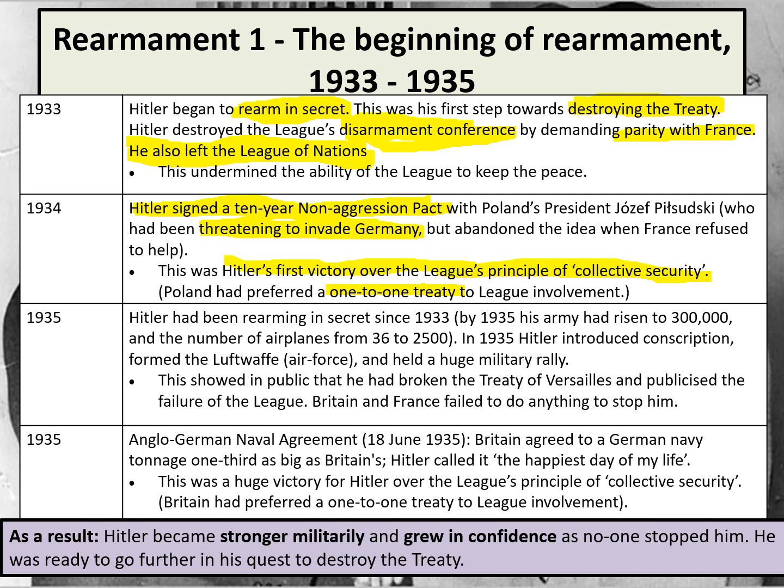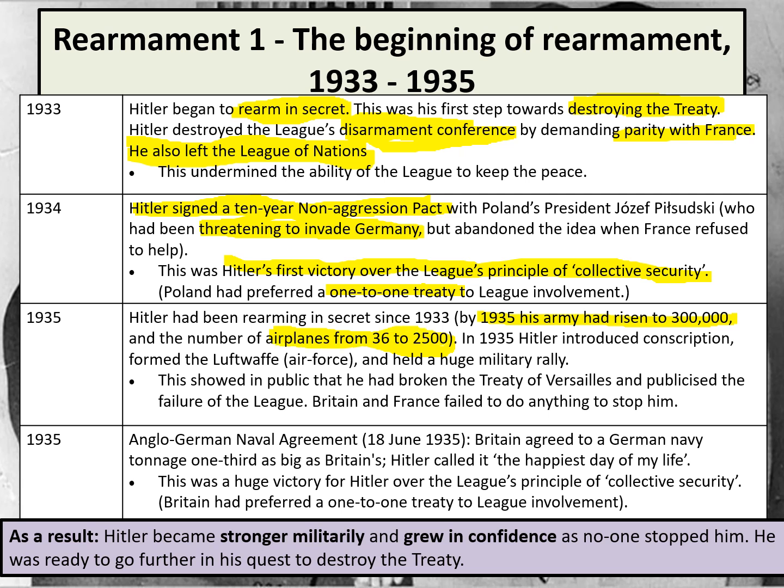So 1935 is a really important year. We know that in 1933, Hitler began to rearm in secret. By 1935, he felt pretty powerful. His army at this point had risen to 300,000 men. So that's 3 times what it should have been. The airplanes had risen from 36 to 2,500. Remember, this is military aircraft. They should have had none.